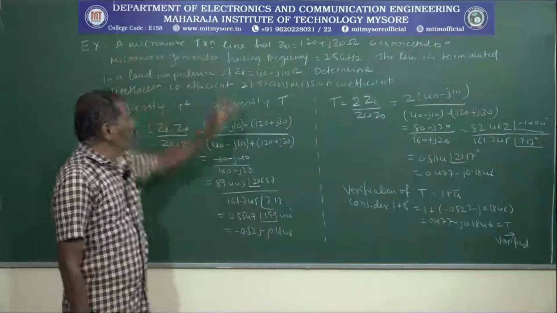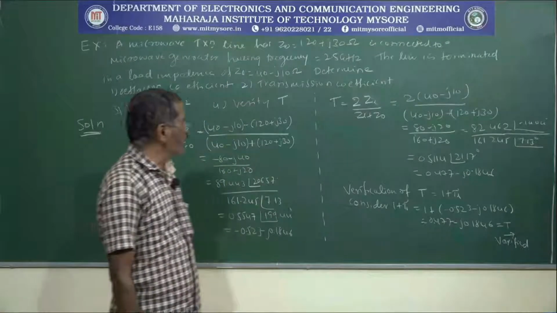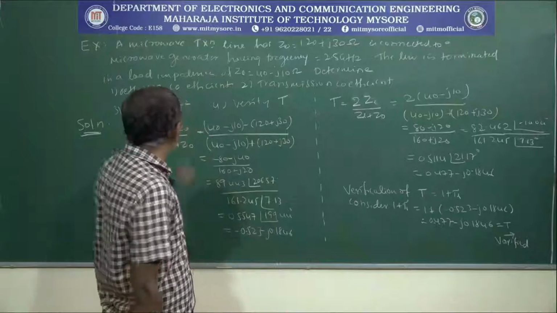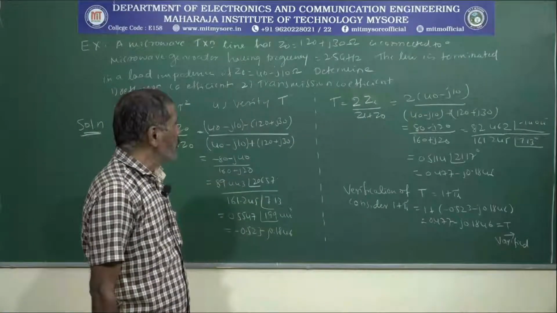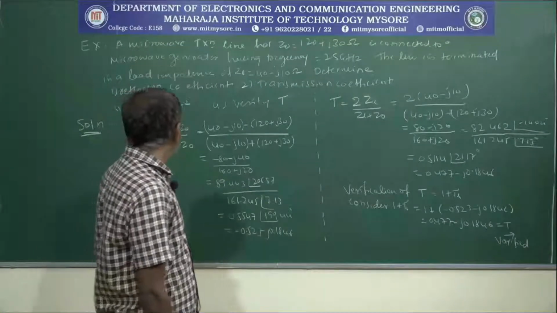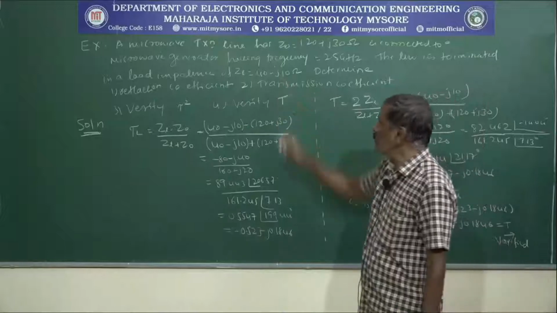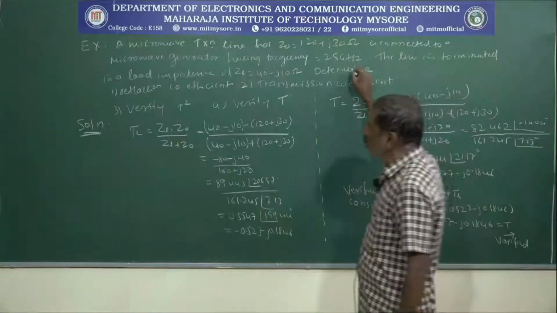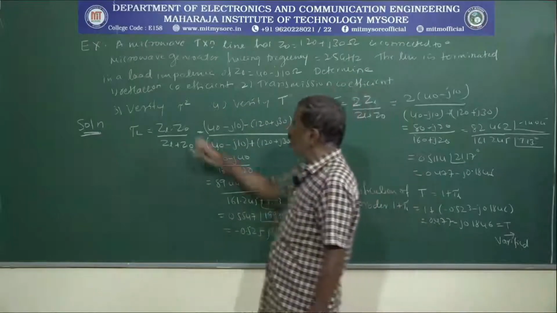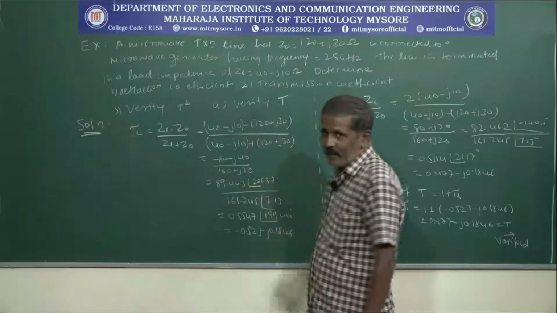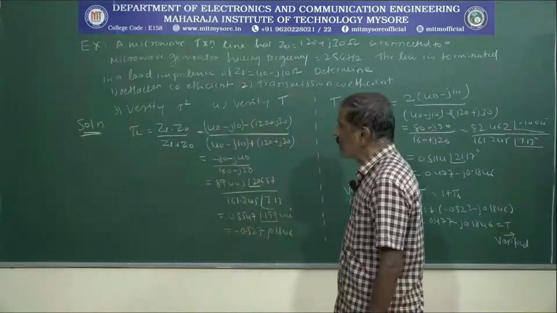Here is one more problem. A transmission line has a characteristic impedance of 120 plus j30 ohms and is connected to a generator having a frequency of 2.5 GHz, and the line is terminated in a load impedance of 40 minus j10 ohms. You have to determine the reflection coefficient, the transmission coefficient, and verify the relation for tau and T.